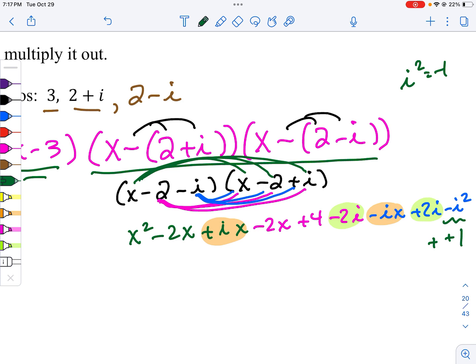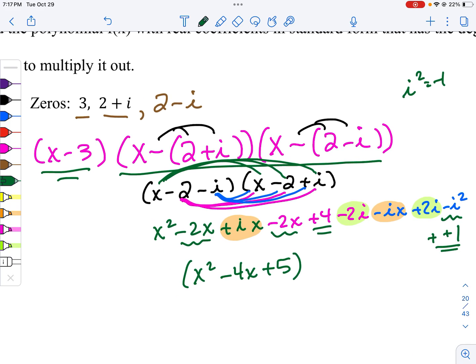So when I look at what I've got left, I've got x squared. I've got a negative 2x and a negative 2x, which is a negative 4x. And then I've got a plus 4 and a plus 1, so that's plus 5.